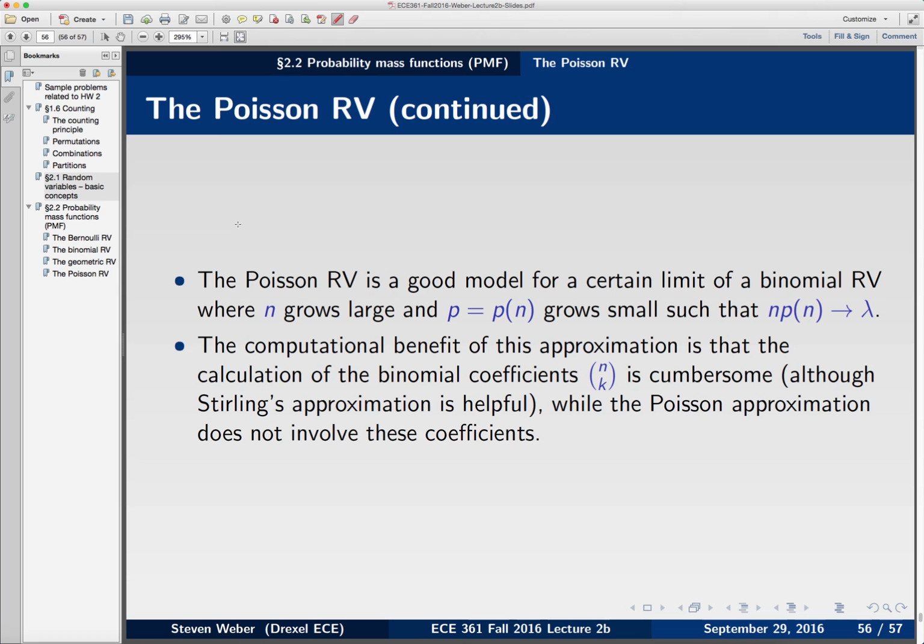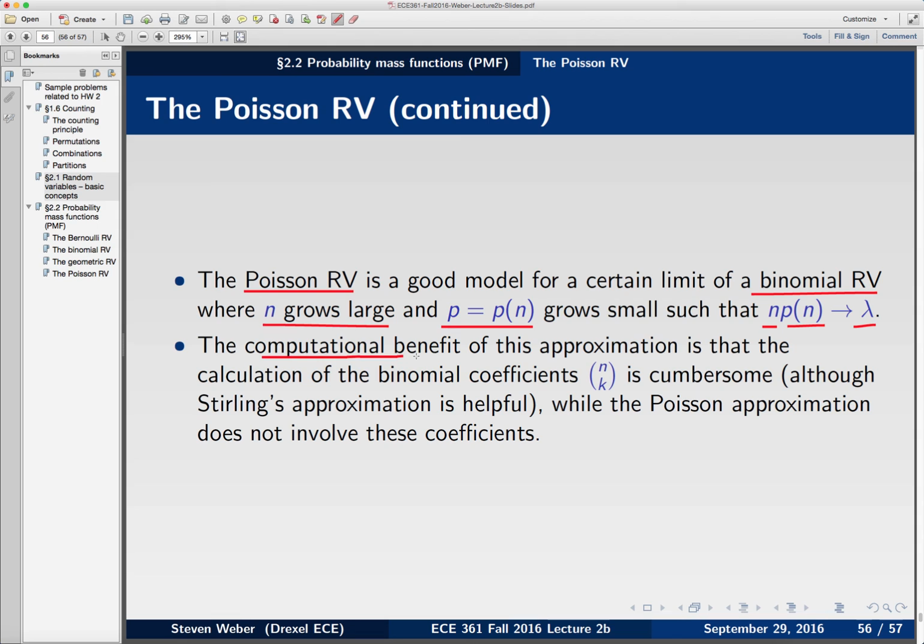It may not be clear what the motivation for the Poisson random variable is, but in fact it's useful in a wide variety of contexts. In particular, as we'll show here and on the next slide, the Poisson random variable is a good model for certain limits of binomial random variables when n grows large, and p, the probability of success, is in fact shrinking with the number of trials such that the product of the number of trials times the probability of success in a given trial converges as n grows large to a constant lambda.